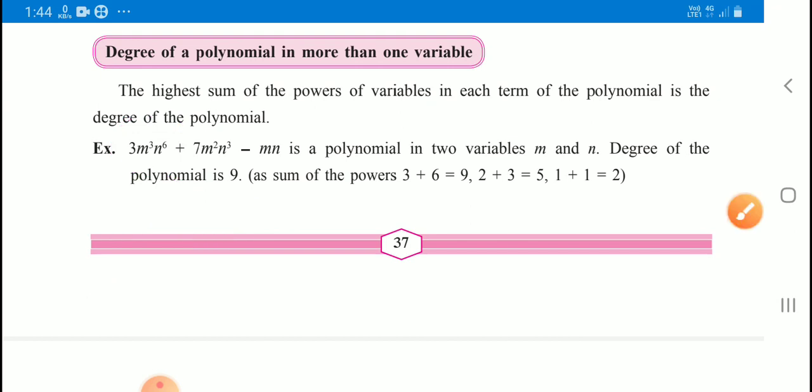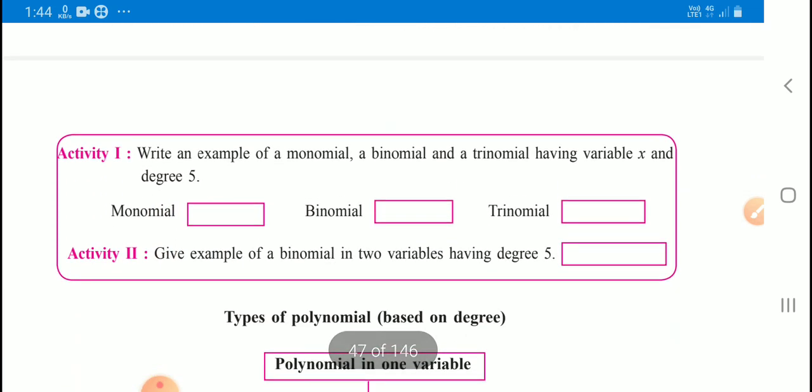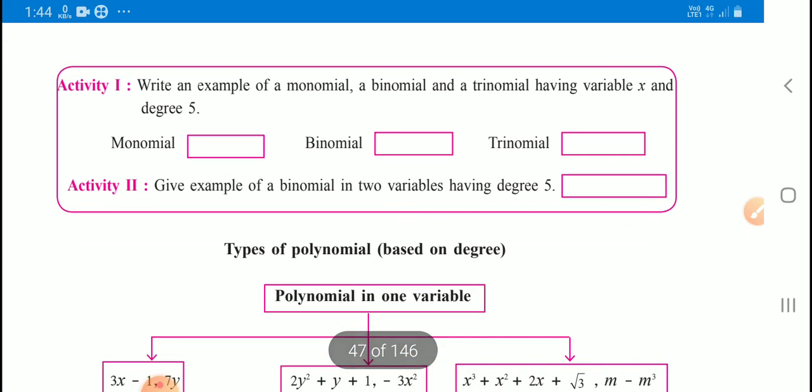Understand this? So how to decide the degree of a polynomial in one variable and more than one variable, that we have seen. Now here they have given an activity in your book, that is you have to write an example of a monomial, binomial and a trinomial having variable x. You have to use the variable x and degree 5. Okay, complete this activity or write this activity in your notebook.